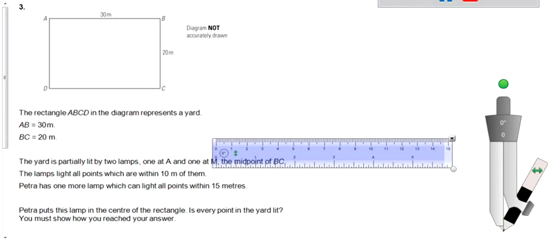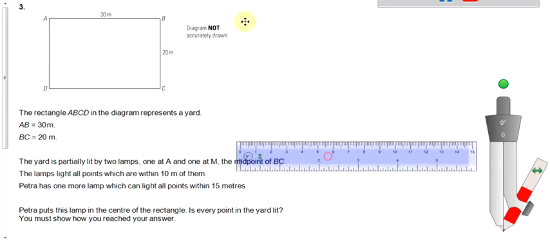Right. Question number 3. A yard. You can tell this was written in America, can't you? A garden. Let's be proper about this. So it's got all this waffle about this yard with lamps and midpoints and all sorts of stuff and Petra. And there's a question. I mean, this isn't accurately drawn, and it seems to me that it would be wise to do some accurate drawing here.